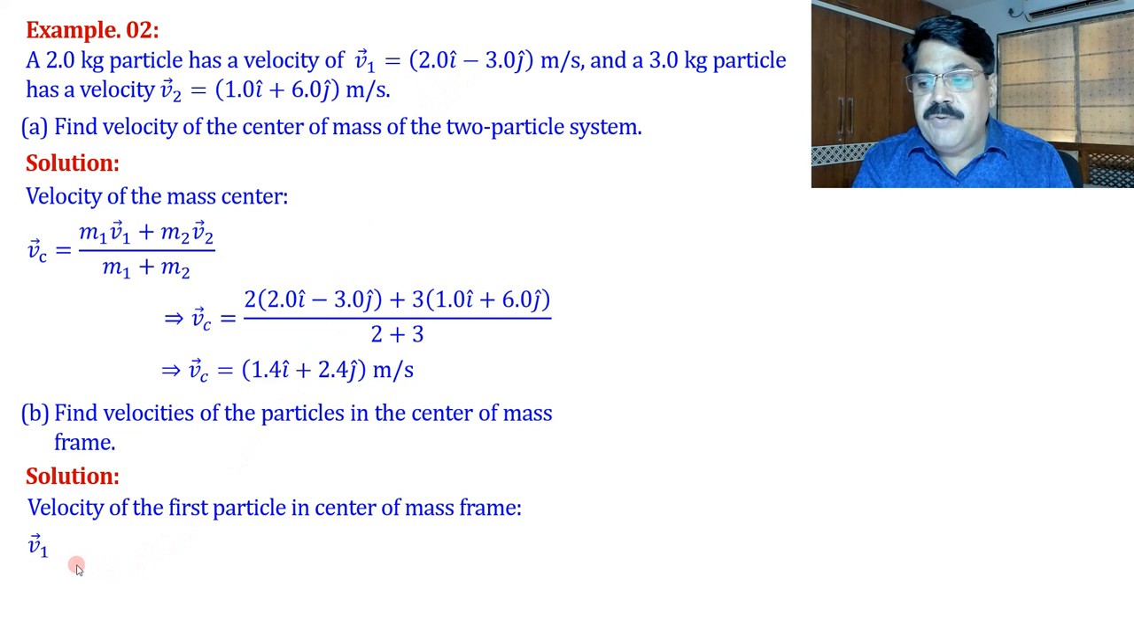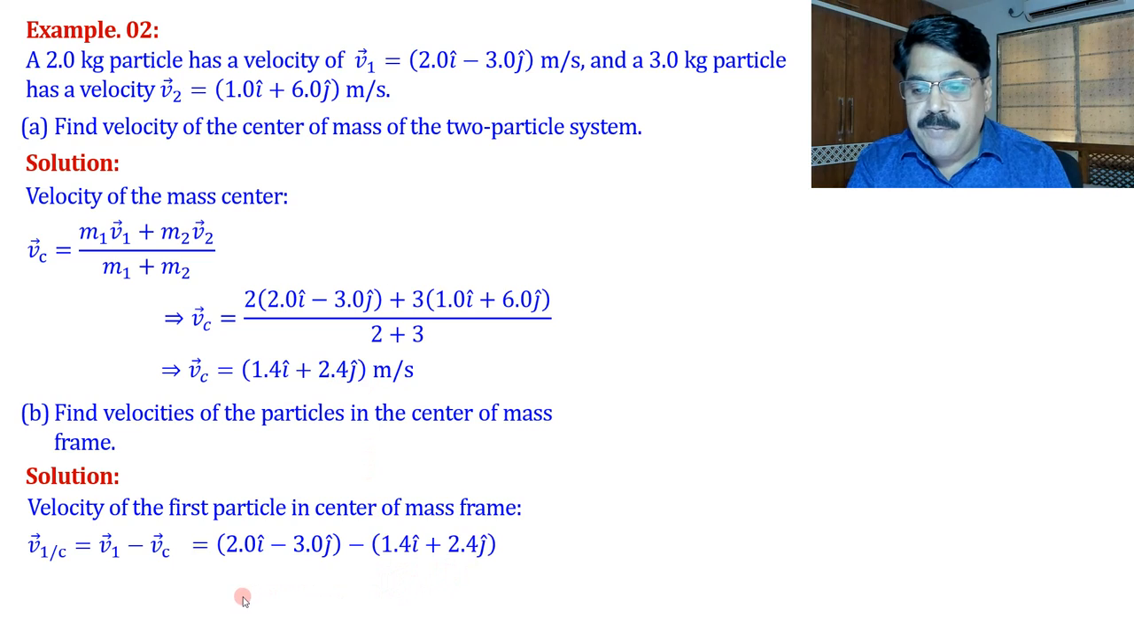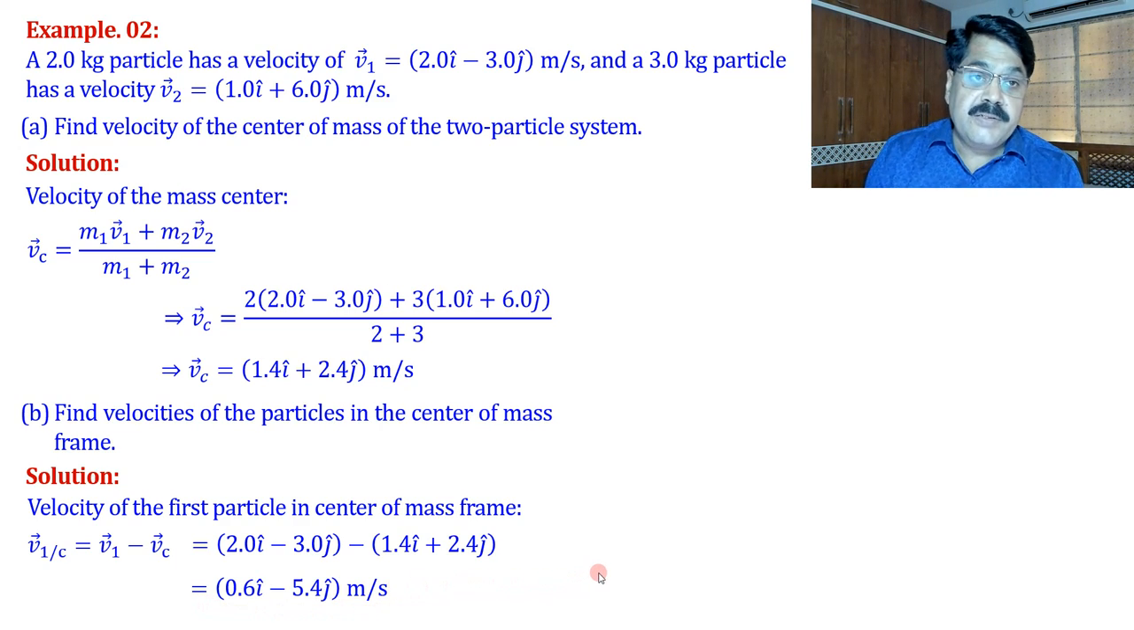So v1 with respect to c is v1 vector minus vc vector. Let us substitute the values. So (2 i cap minus 3 j cap) is v1, minus (1.4 i cap plus 2.4 j cap). And by solving this, what do we get? 0.6 i cap minus 5.4 j cap. So that is the velocity of the first particle in the center of mass frame.